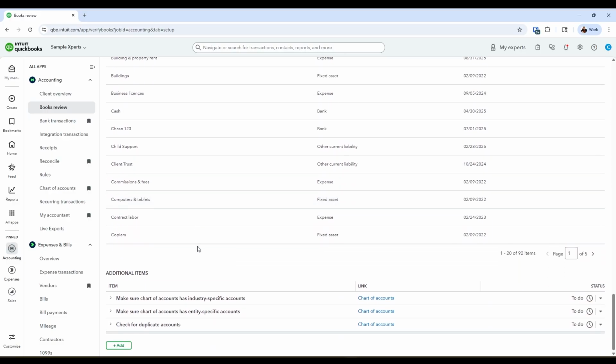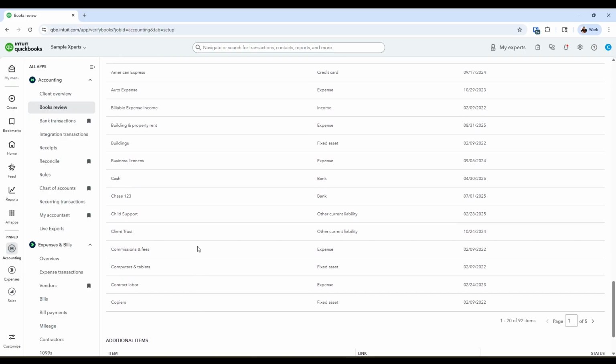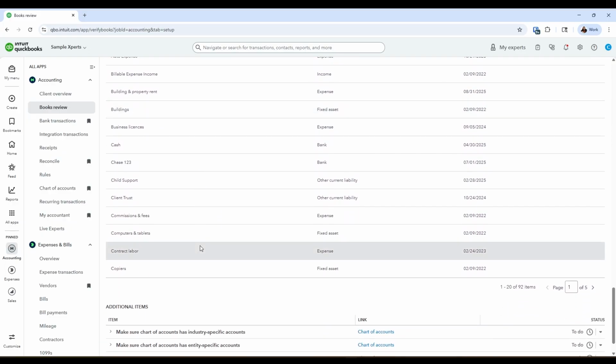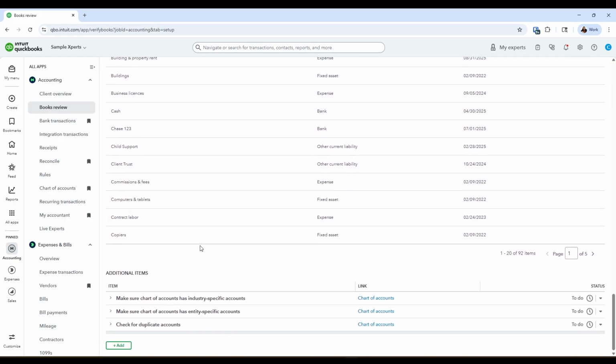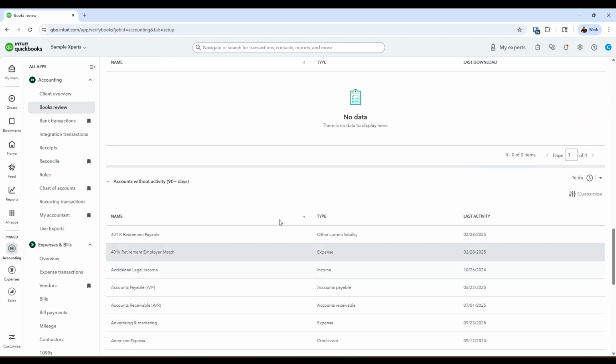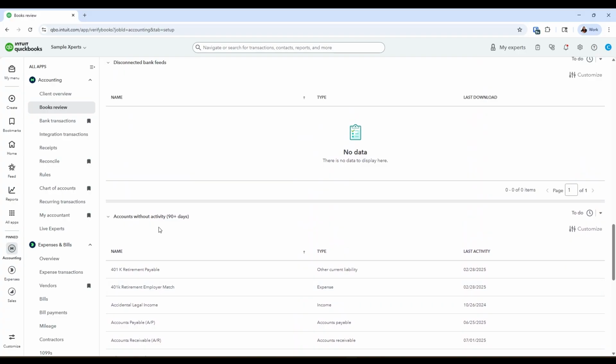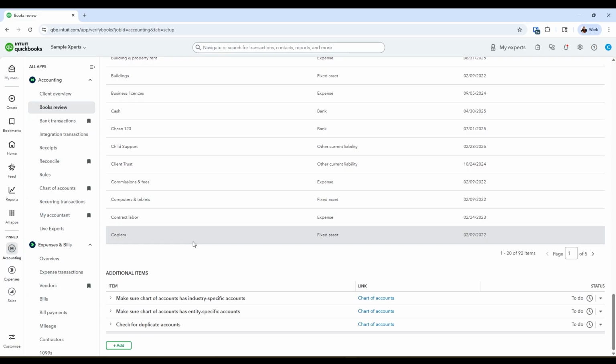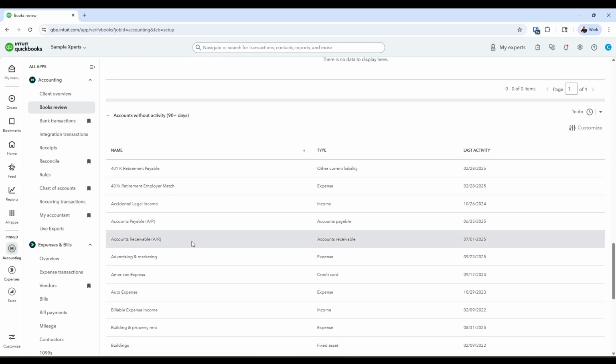Okay, so this is all the liabilities, assets, and other accounts, expenses and other accounts that didn't have a lot of transactions or didn't have anything going on for a while. So without activities for 90 plus days, that may or may not have to be closed.